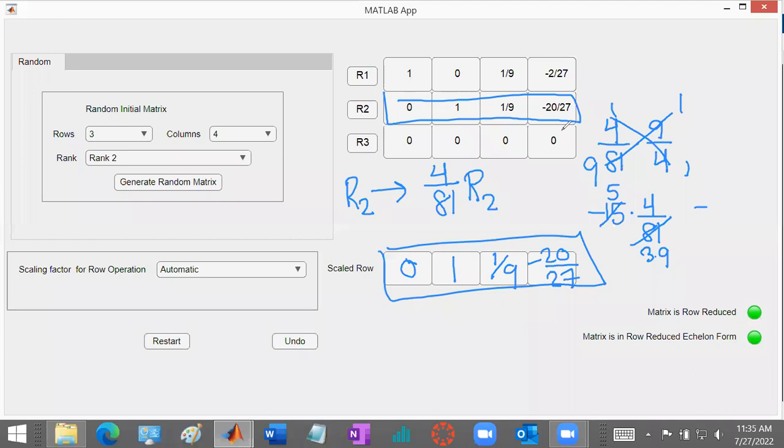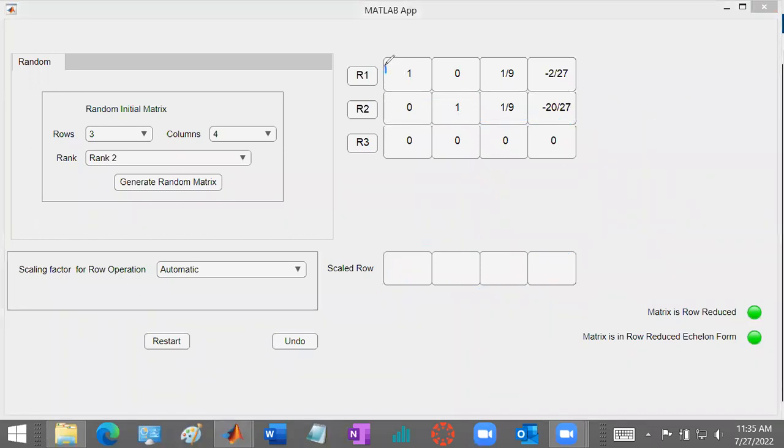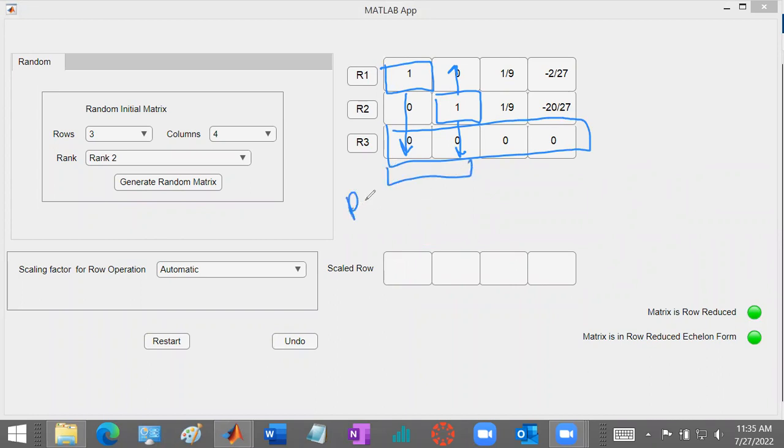So we have that. We see our pivot here. So this is indicating that it's in row reduced echelon form. There are zeros up here, zeros down here. Here's our row of zeros on the bottom. A row of zeros should always be on the bottom. So these are our pivot columns, and these are non-pivot columns.